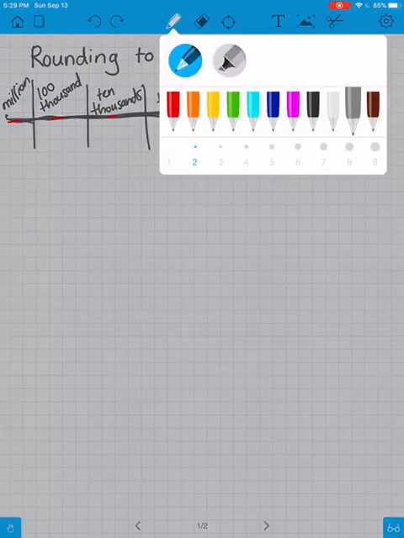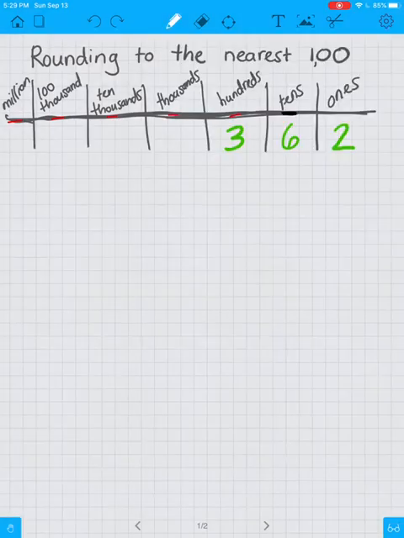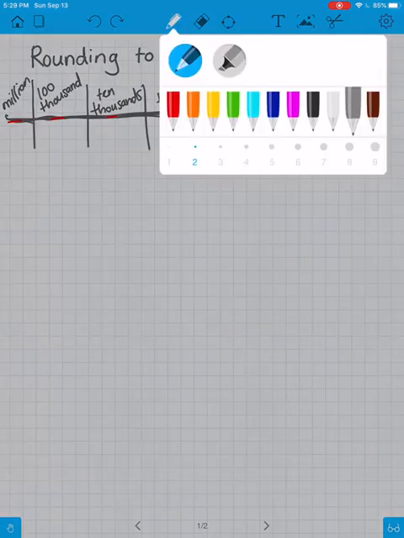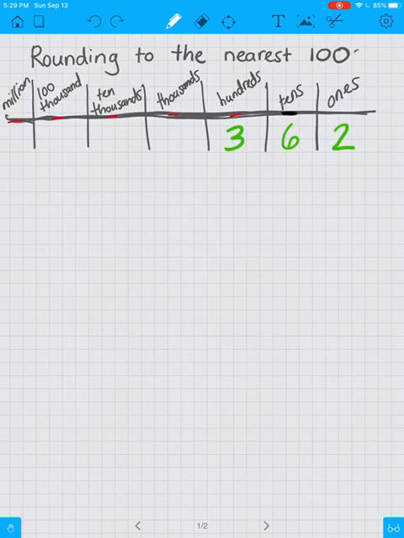Okay, the last time we had a lesson, it was rounding to the nearest 100. Today we're going to actually talk about rounding to the nearest 1,000. And remember, in 4th grade, you need to be able to round up to the nearest million, but we're starting small and working our way up.